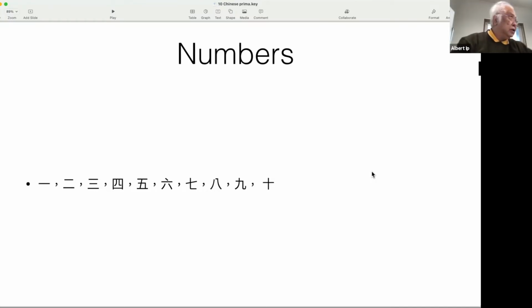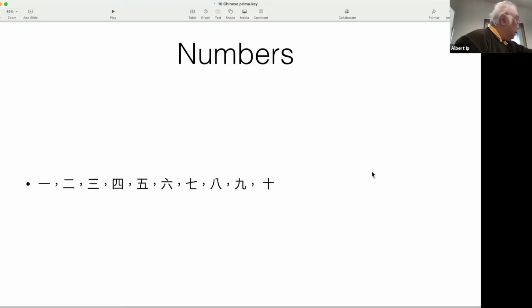If you learn all these 10 characters, how many concepts can you express compared with English? It is 28. If you learn these 10 Chinese characters, you can express 28 concepts, which would demand 28 vocabulary words in English. Why? Okay. 1, 2, 3, 4, 5, 6, 7, 10. 10 characters, right. 11, we don't have 11. We have 1, 10, 1.